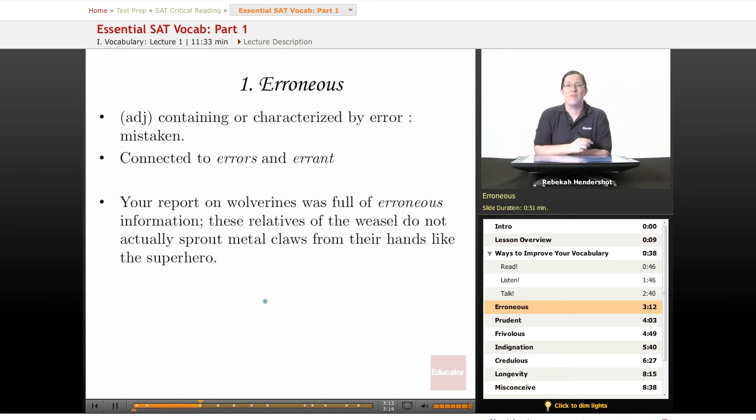All right, our first word today is erroneous. It is an adjective, as you can tell by the "-us" ending, and it means containing or characterized by error or mistaken. So you see erroneous, think error, okay? It is connected to errors, of course, and also to errant.